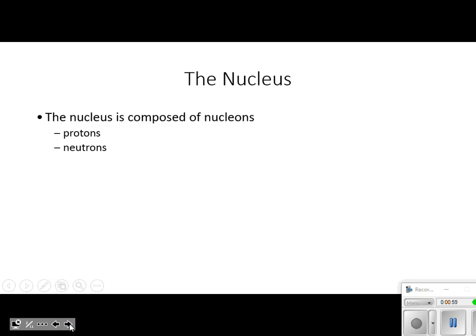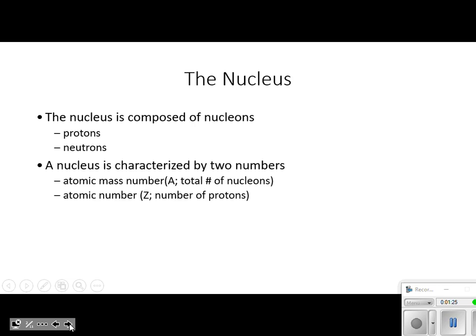We've talked about the nucleus and that it has protons and neutrons, but we're going to have a new term right here, nucleons. Okay, so if we're talking about nucleons, we're talking about the protons and the neutrons in the nucleus. So, we have two numbers that we typically associate with a specific element. The atomic mass number we signify with A, which is the total number of nucleons, and the atomic number, which is Z, the total number of protons. That's nothing new to us. We've been dealing with that for a while.